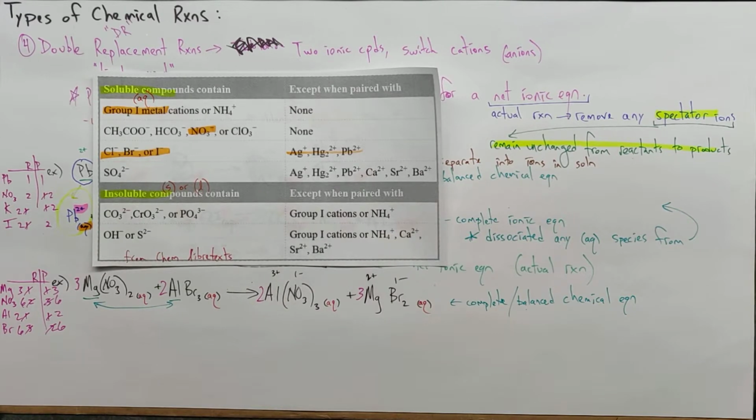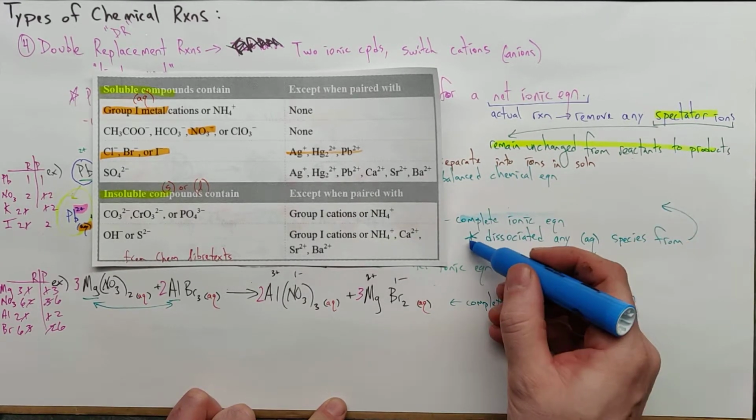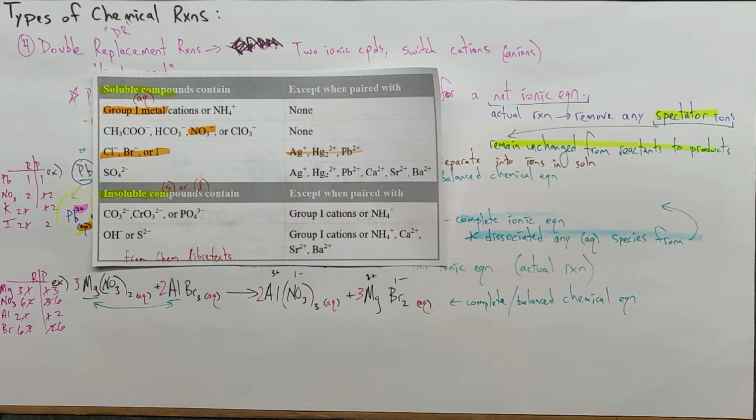We need to dissociate all aqueous species, right? And I think that's an important thing for us to note. To get the complete ionic equation, we're going to have to dissociate all of our aqueous species.